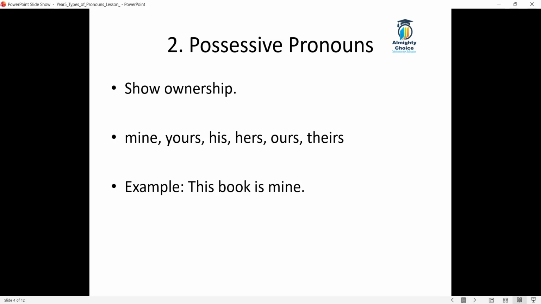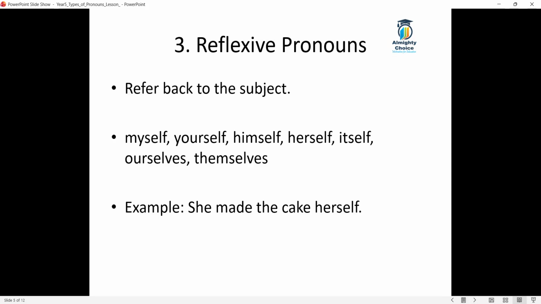Now, let's have a look at reflexive pronouns. They refer back to the subject. For example, myself, yourself, himself, herself, itself, ourselves, and themselves. For example, she made the cake herself. So herself refers back to she.